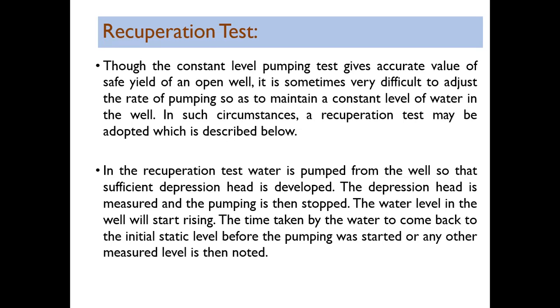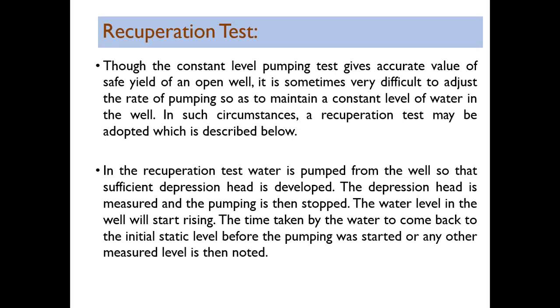In the recuperation test, water is pumped from the well so that sufficient depression head is developed. The depression head is measured and the pumping is then stopped. The water level in the well will start rising. The time taken by the water to come back to the initial static level before the pumping was started, or any other measured level, is then noted.